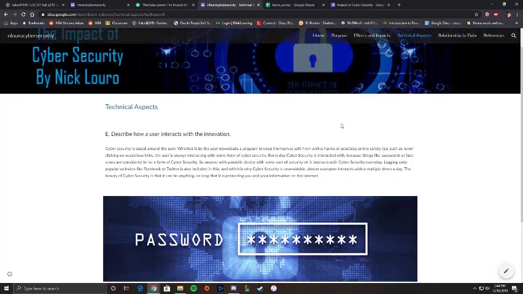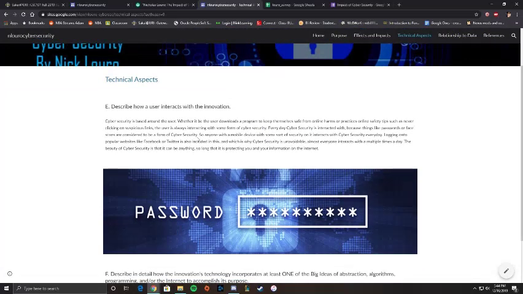Technical aspects. E: Describe how a user interacts with the innovation. Cybersecurity is based around the user. The user can do things like set strong passwords, use two-step authentication, or download an anti-malware program. People interact with it daily, as popular websites like Twitter or Facebook require you to type in your password. It's really impossible to avoid cybersecurity on the internet because most of the websites you go to require you to have an account with a password and things like that.